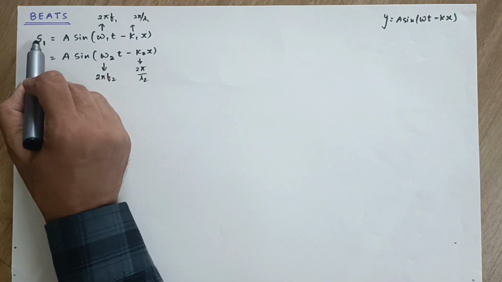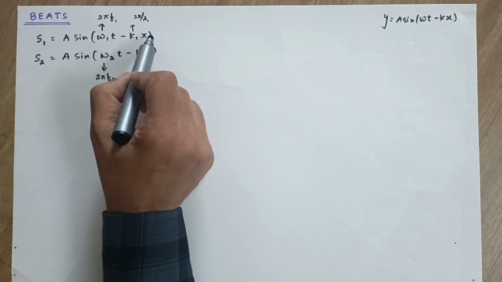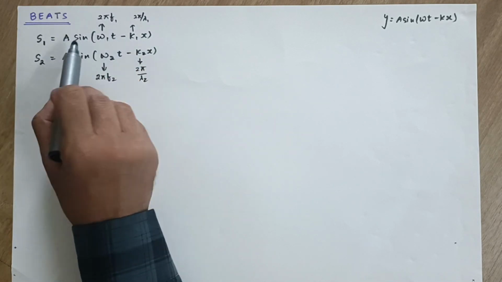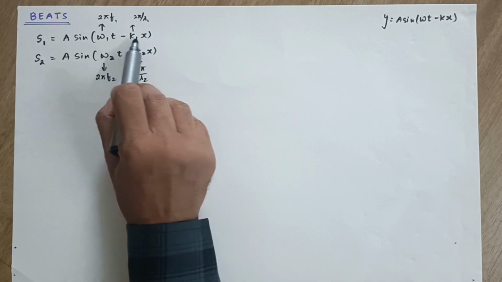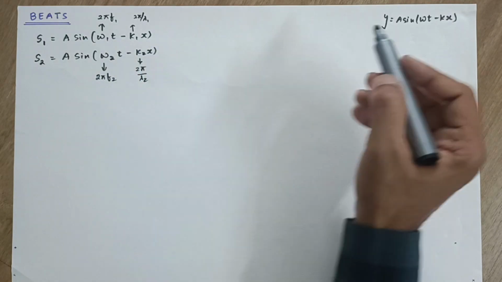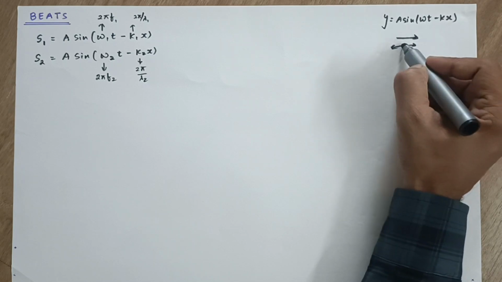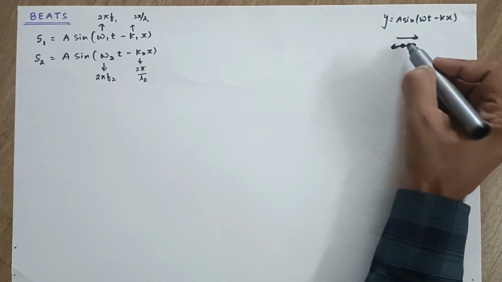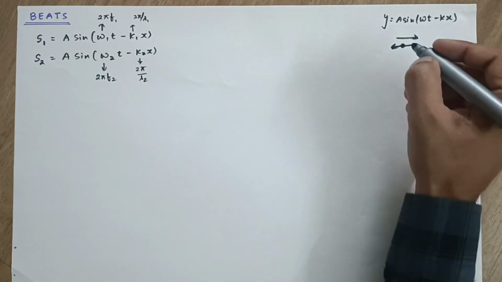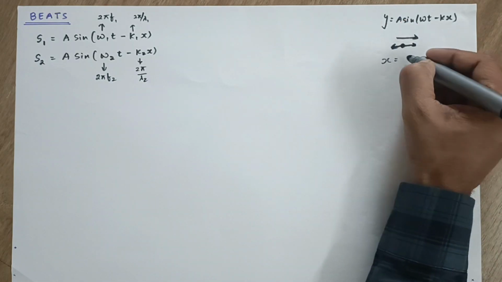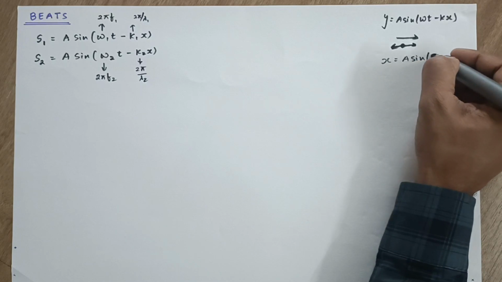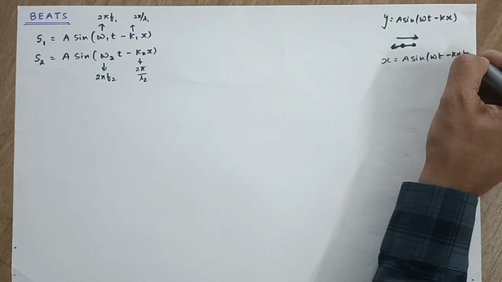So I am not writing y because sound waves are longitudinal, but definitely whenever sound waves move along the positive x direction, the particles displace along the same direction. So the wave is going in this direction, and the particles are oscillating along this direction. So ideally the expression should have been something like that: x is equal to A sine omega t minus kx, the equation of the sound wave.